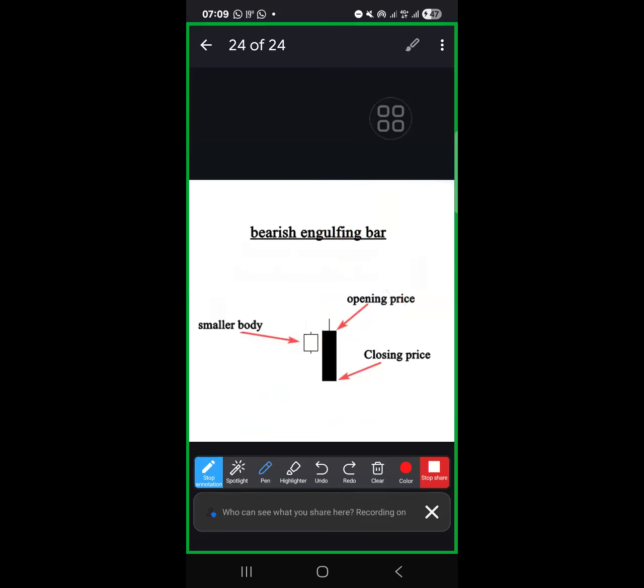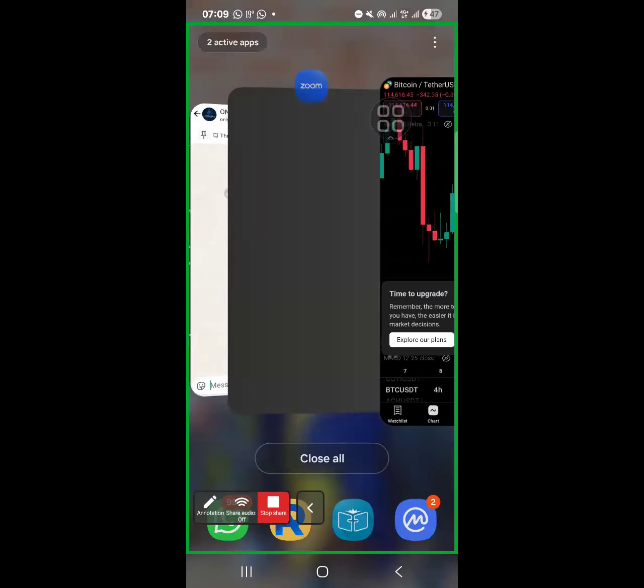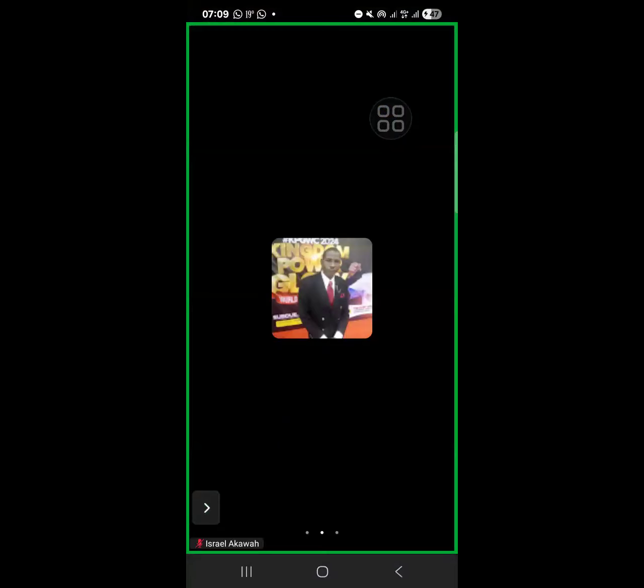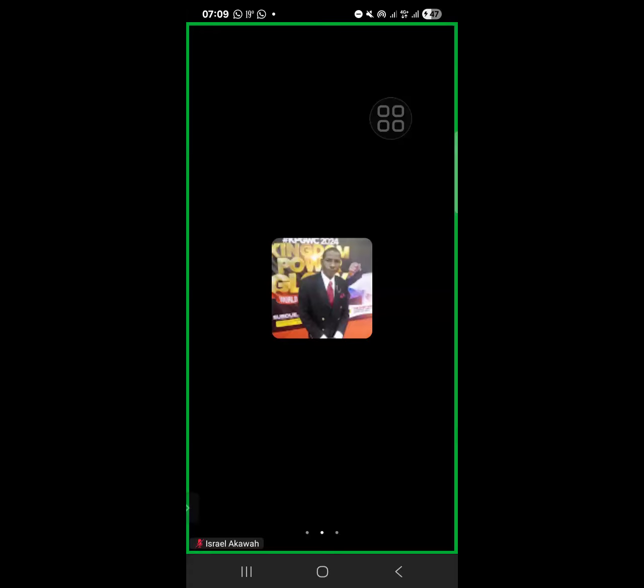So this is a bearish engulfing bar. I think I have taken more time on this. Is it clear about the bearish engulfing bar? First of all, check the trend of the market. Which trend is it? Is it uptrend or downtrend? Then check the location. Is it clear, guys?